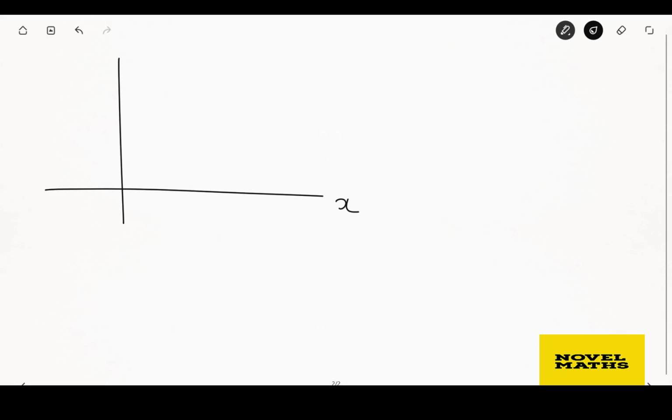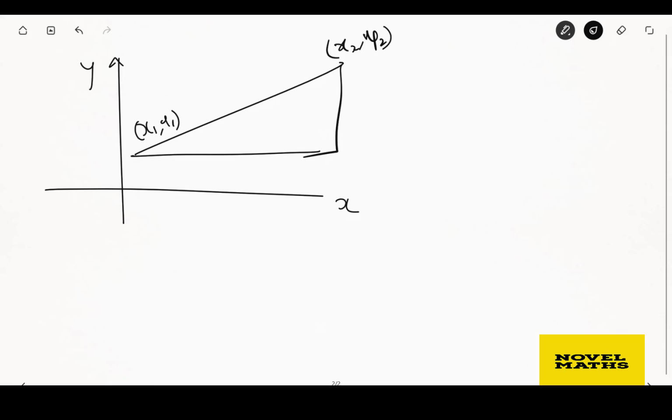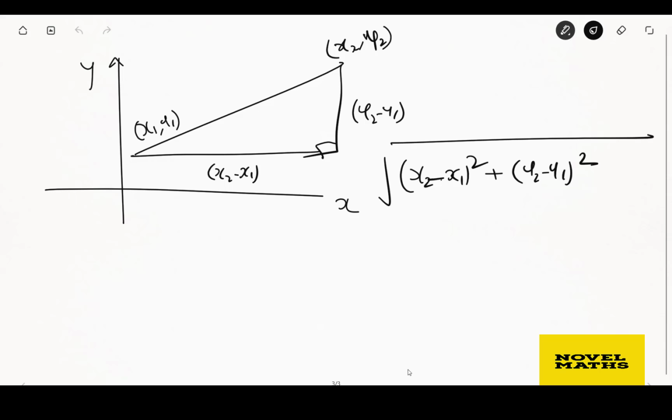Take any 2 points on the xy coordinate system, (x1, y1) and (x2, y2). To find the distance between these 2 points you have to use Pythagoras theorem. What is this distance? This is x2 minus x1 and this is y2 minus y1. And to find the distance is straightforward: the square root of (x2 minus x1) whole square plus (y2 minus y1) whole square. We will start with the basic questions, and as we move ahead we will increase the difficulty.